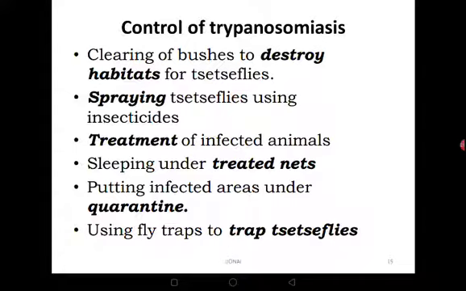And then the other way of trapping them is using fly traps. I have seen them in areas like Bujiri, Mayuge, areas where these tsetse flies have been sighted, where they use fly traps. And usually those fly traps have some specific colors that attract the tsetse flies, and eventually they get trapped. Yeah, it's an interesting mechanism there.